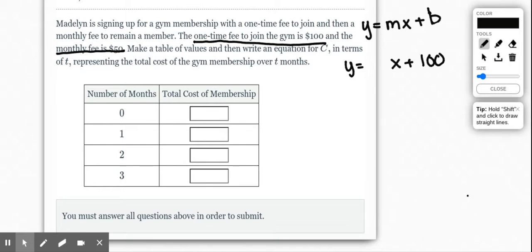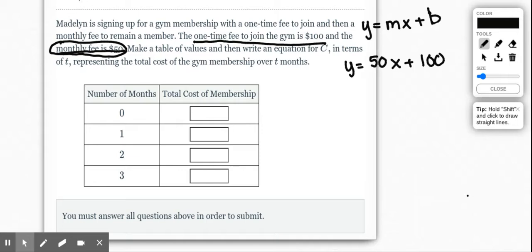And then that only leaves the $50, and that must be our slope. I can tell that it is our slope or our rate of change because it says a monthly fee of $50. That means every month we're going to be paying $50. So that is going to go right before the x. There's our equation: y equals 50x plus 100.